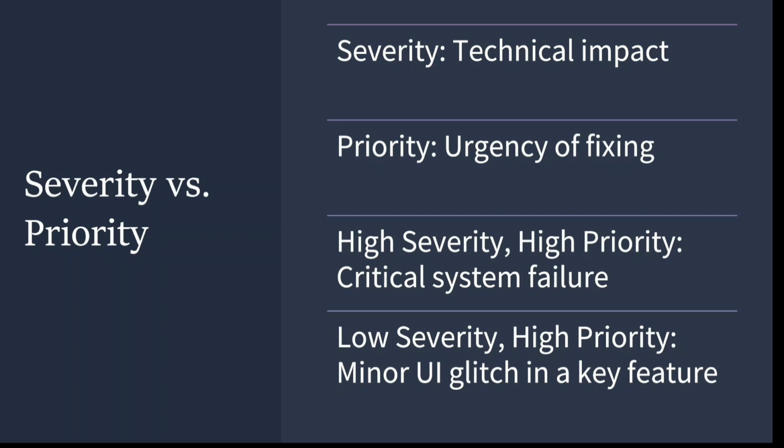Now, low severity, high priority is like a minor UI glitch. Why is it low severity? Because it does not impact our product that much, or it is not that problematic. It is not that severe, but it needs to be taken up first because the customer is able to see that UI. That's why it is high priority. So this is the severity and priority concept.